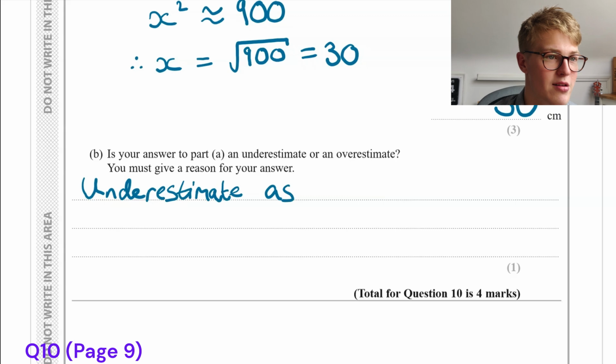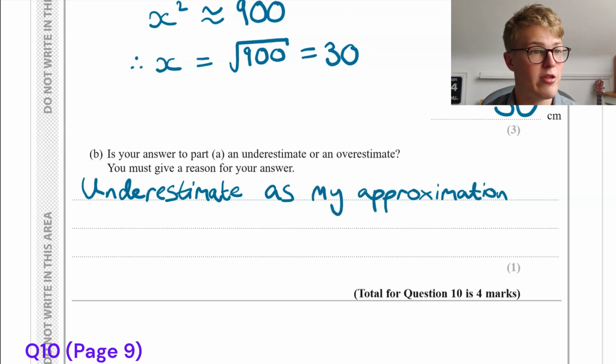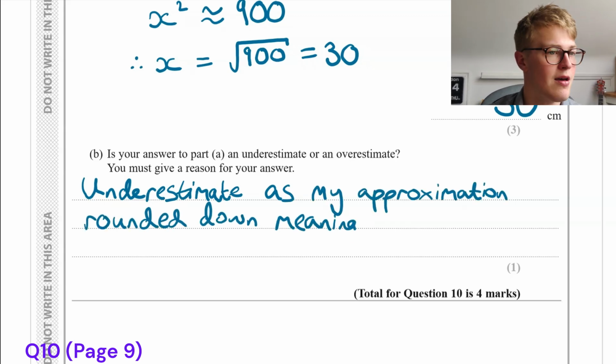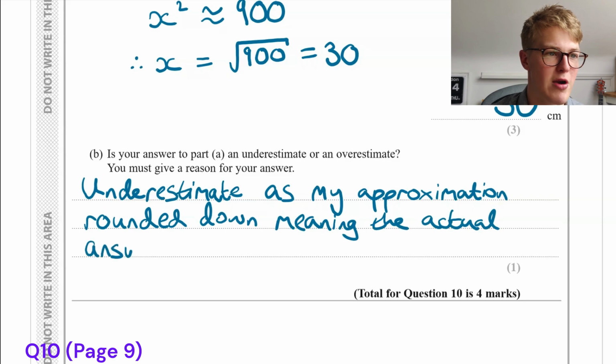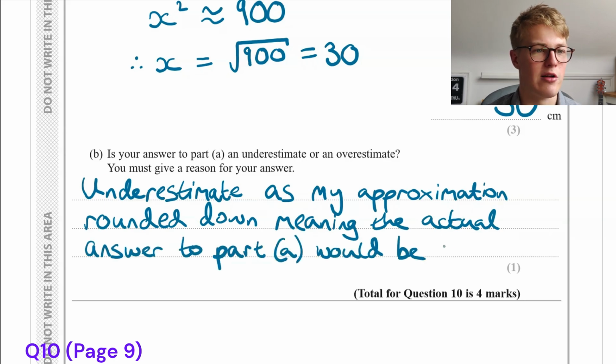Is your answer to part A an underestimate or an overestimate? You must give a reason for your answer. I said it was an underestimate as my approximation rounded down, meaning the actual answer to part A would be larger.